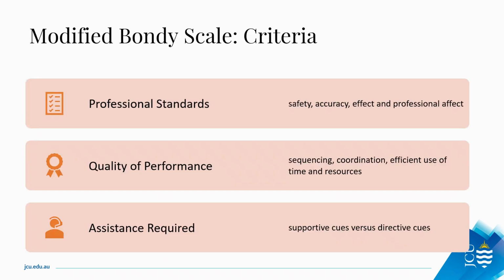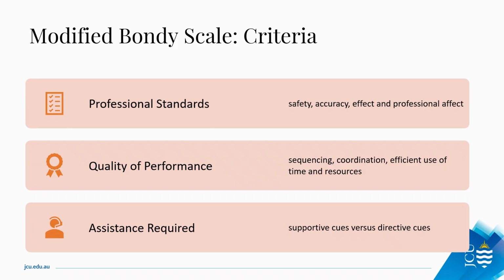The Bondy scale evaluates student performance across three key criteria. The first criterion is professional standards for the procedure. This criterion focuses on safety, accuracy, and effectiveness. Effectiveness refers to achieving the intended purpose of the procedure, while affect relates to the student's manner, communication, and professional demeanour. Indicators include completing identity checks, explaining the procedure to the woman, and adhering to infection prevention principles and documenting care accurately.